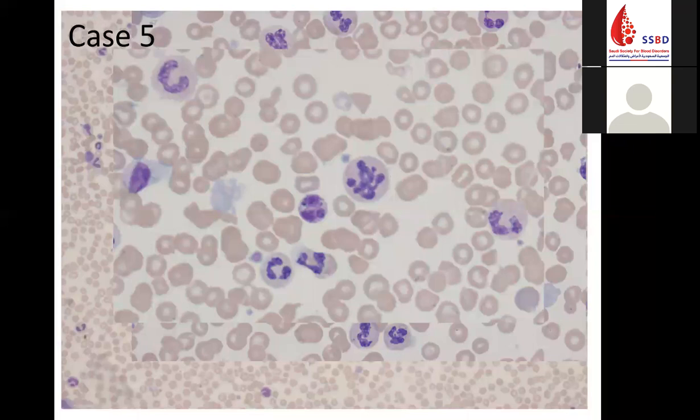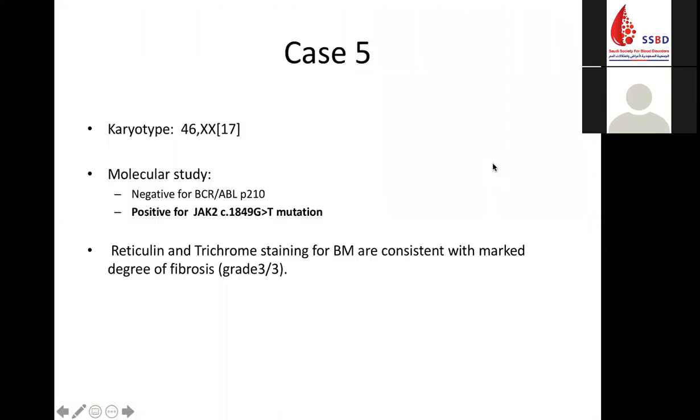So most likely this is an MPN case, a myeloproliferative neoplasm, and you need to do a bone marrow to confirm this. This is a case of primary myelofibrosis. The bone marrow shows increased fibrosis, grade 3 out of 3 by reticulin and trichrome staining. Molecularly, the patient has JAK2 positivity and is negative for BCR-ABL, and the karyotype came back normal.